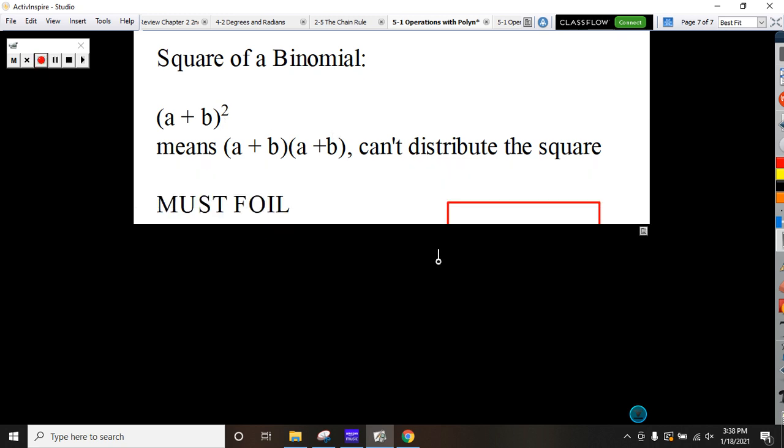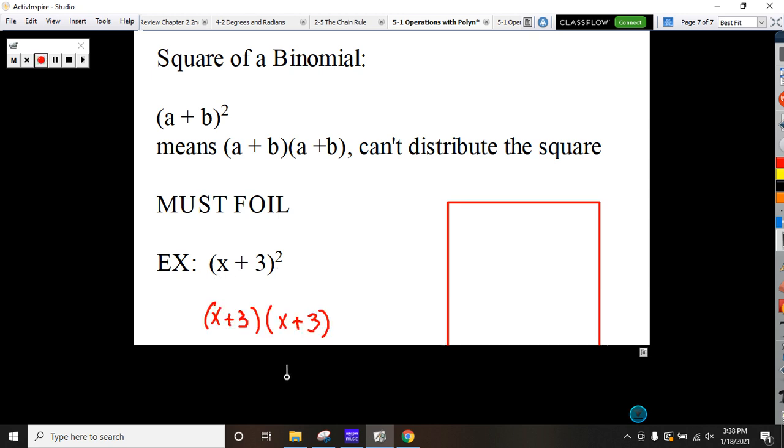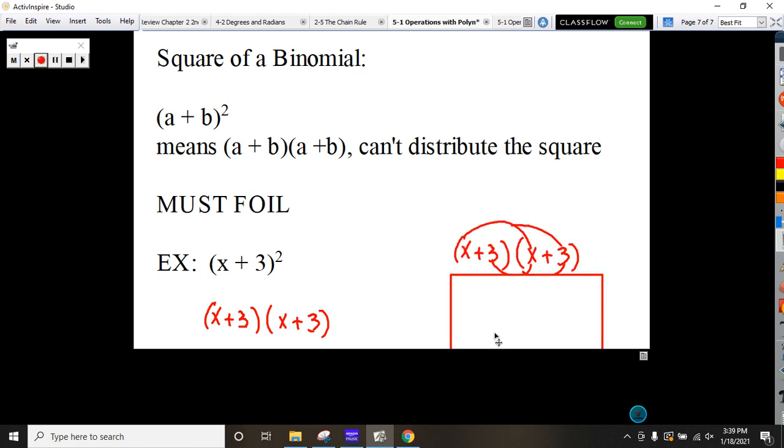So we have to FOIL it. We're going to have to take everything from the first parenthesis times everything in the other. So for instance, most of the time our situation is going to look like x plus 3 squared. Again, we can't just distribute the square. What x plus 3 squared is actually telling you is take x plus 3 times x plus 3. So we just have to multiply it. We have to take both of these times both of these. So we multiply it all out.